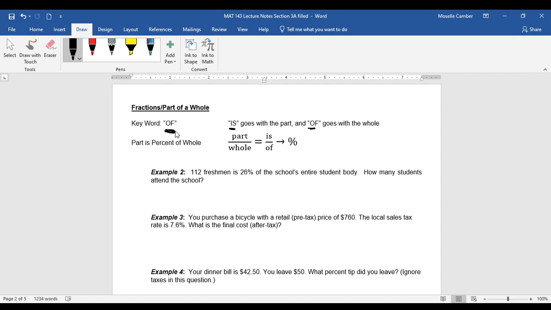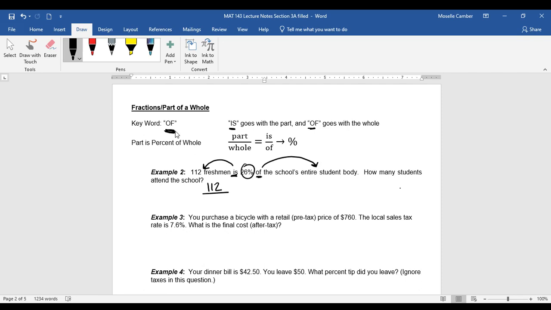Okay, so it says 112 freshmen is. So that means this goes with the 112 freshmen. Then we have the word of: the school's entire student body. So the entire student body is your of. And then this percentage is going to be the result of the division. So we have 112, the part, over the whole.